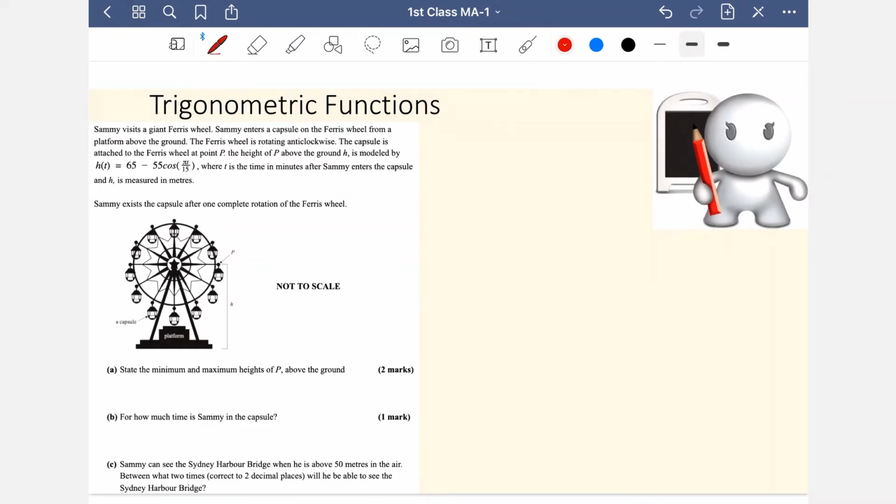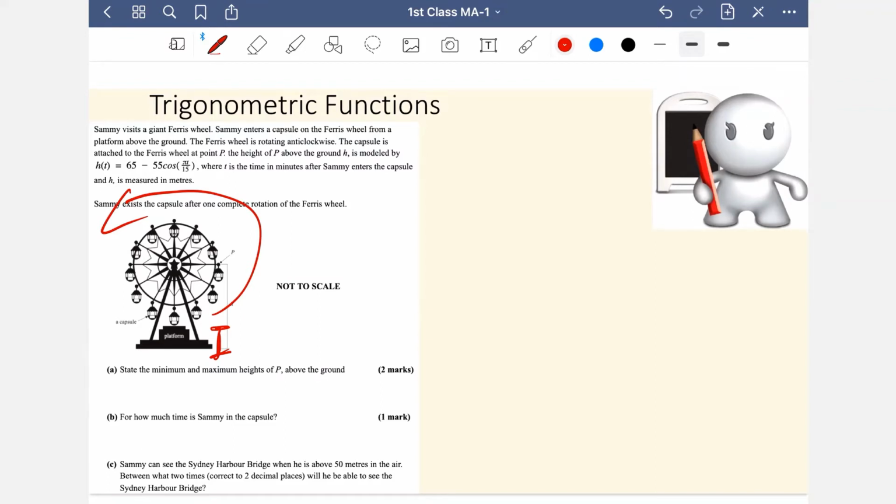So over here we have a Ferris wheel. Sammy enters the capsule from the platform above. As you can see, the platform is raised a little bit from the ground. The Ferris wheel is rotating anti-clockwise, going that way. The capsule is attached to the Ferris wheel at point P, and the height of P above the ground, H, is modelled by this particular formula.